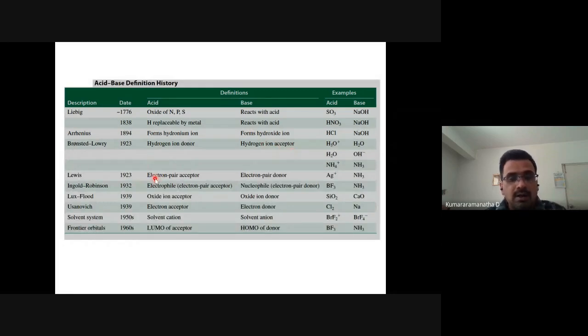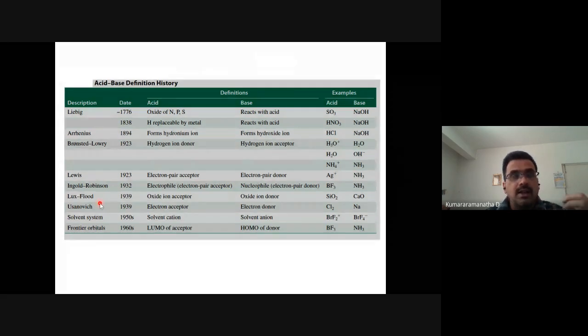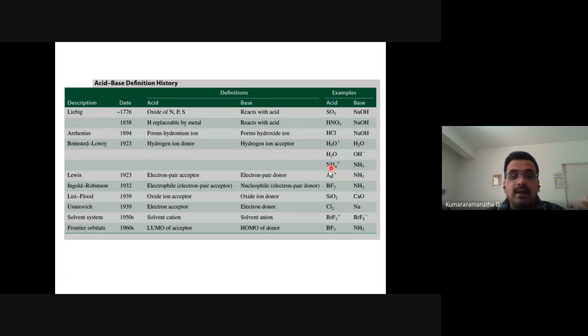A proton donor is referred to as a Bronsted-Lowry acid, and a proton acceptor is called a base. You can see several examples like this. But there were difficulties in explaining the acidic properties of boron trifluoride and ions like silver, due to which Lewis theory was developed, based on electron pair acceptor or electron pair donor. You can see that this will be accepting electrons, and ammonia or hydroxyl groups will give electrons to the electron deficient compounds.